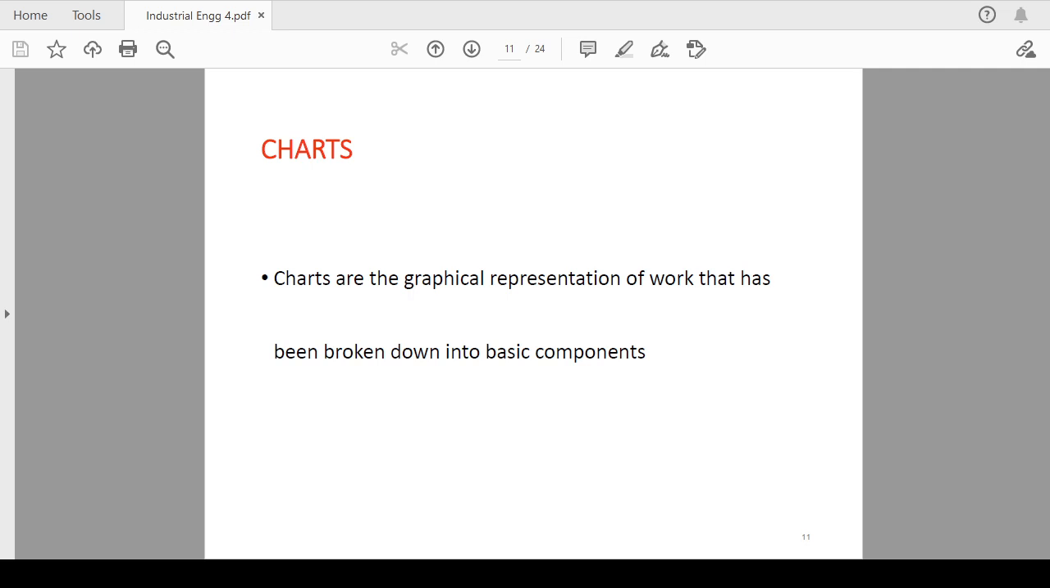As in the last session, we discussed the various recording techniques that must be used for respective job categories, and how you can select the job for the method study. You can go through that session, which we have covered previously. Today we will start and discuss the recording techniques in detail.